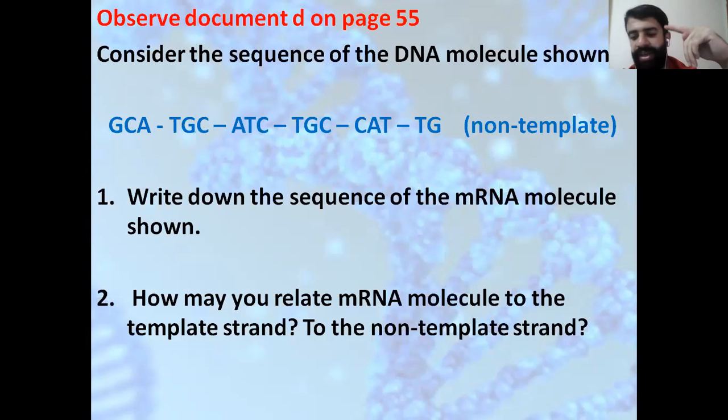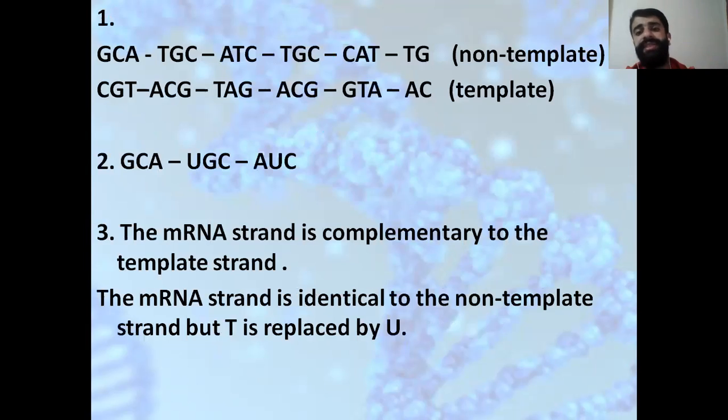So we're going to move to an example about the template. This is the non-template. This is the template. As you see here, the template and the non-template are complementary. G, the complementary is C. This is not required in the question, but I solved this in order for you to know how we can find out the template if you have the non-template.